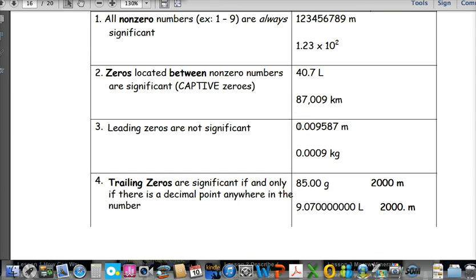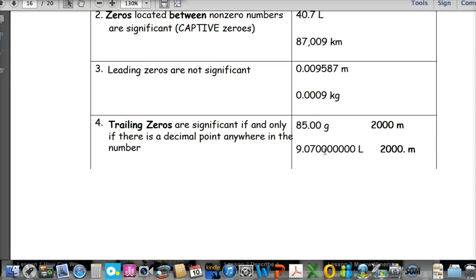They are just what we call placeholders, meaning that they are there to make sure that the 9, 5, 8, 7 fall into the correct column. So the only significant numbers here are the 9, 5, 8, 7. It doesn't mean you get rid of the zeros. They are necessary. They're just not significant. Same thing here. These zeros in front are leading zeros. They are never significant, so the only significant figure here is a 9. Again, you don't get rid of the zeros. They are just there as placeholders.